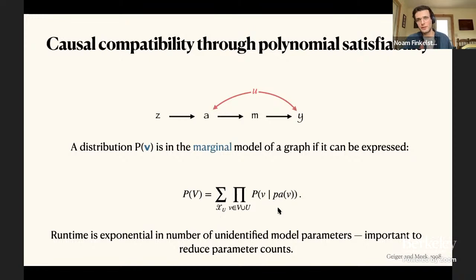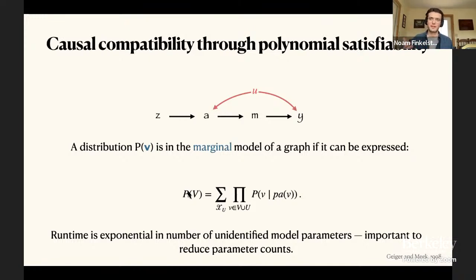And so we can solve the causal compatibility question by checking whether there are values of unidentified parameters on the right-hand side of these equations that satisfy all of the equations. If so, then the distribution is in the model. If not, then it's not in the model. The problem is that the runtime of these satisfiability algorithms is exponential in the number of unidentified model parameters.